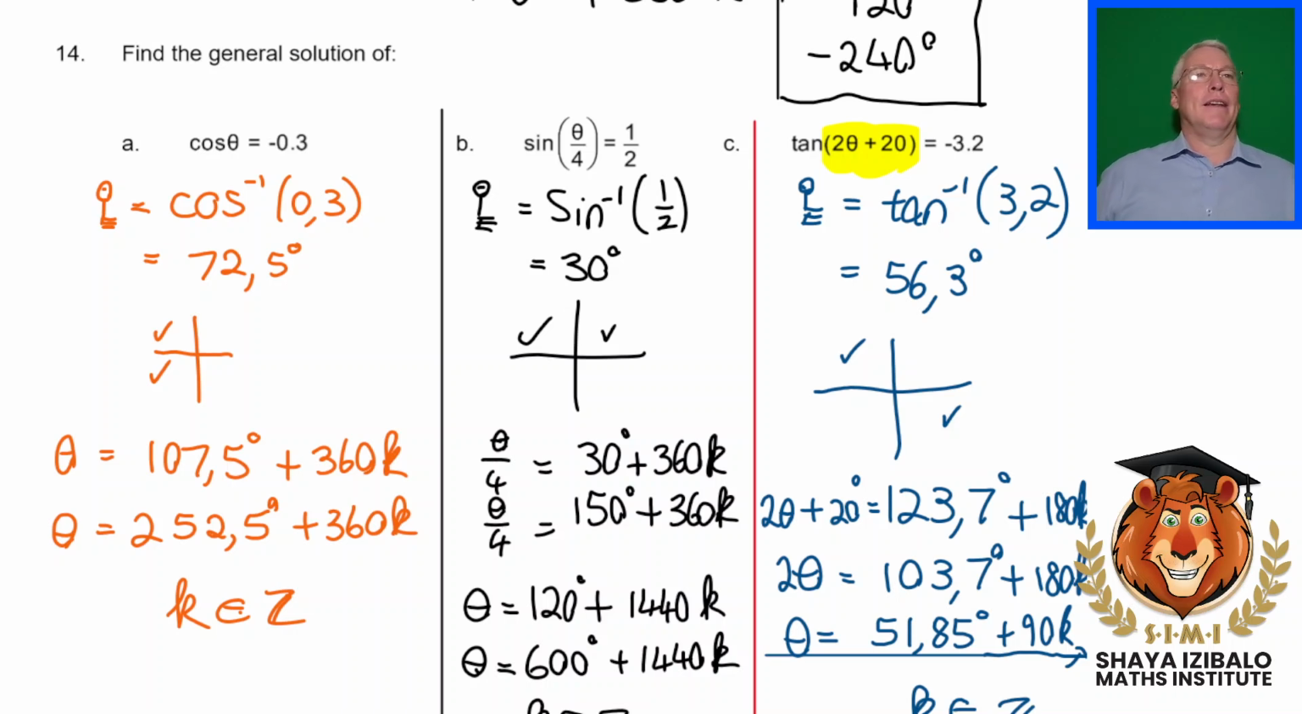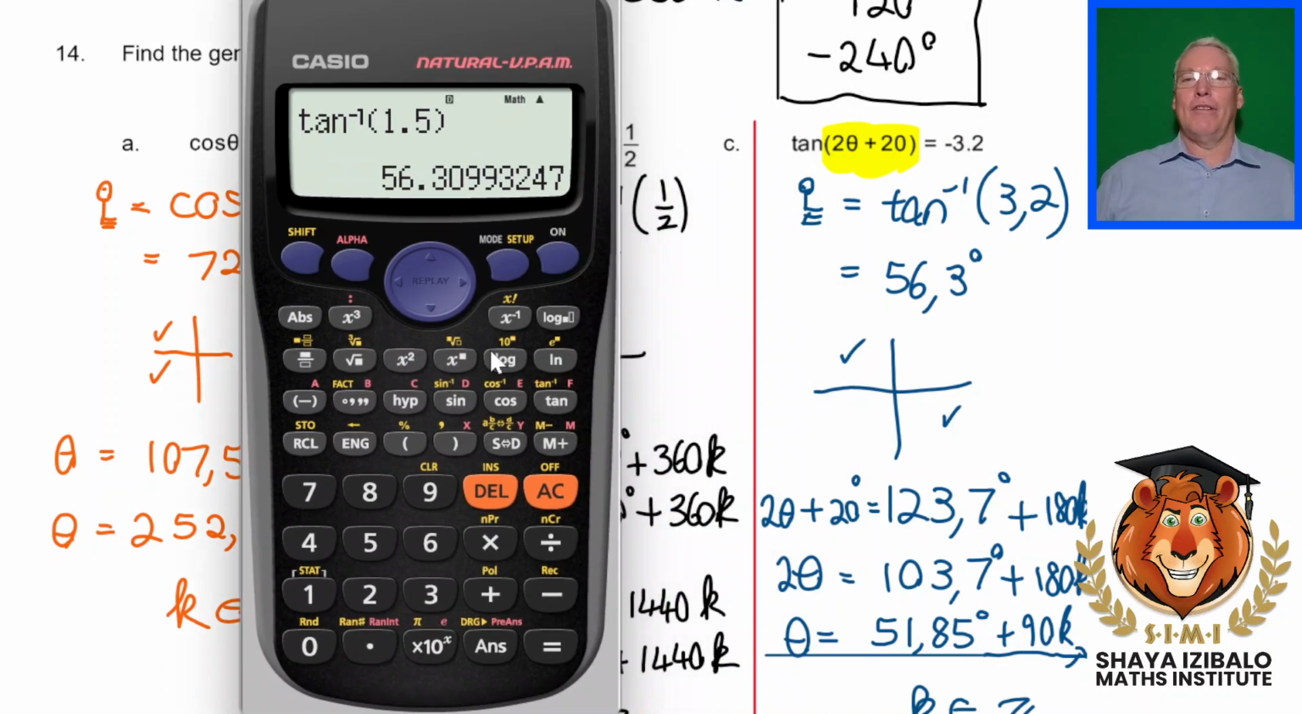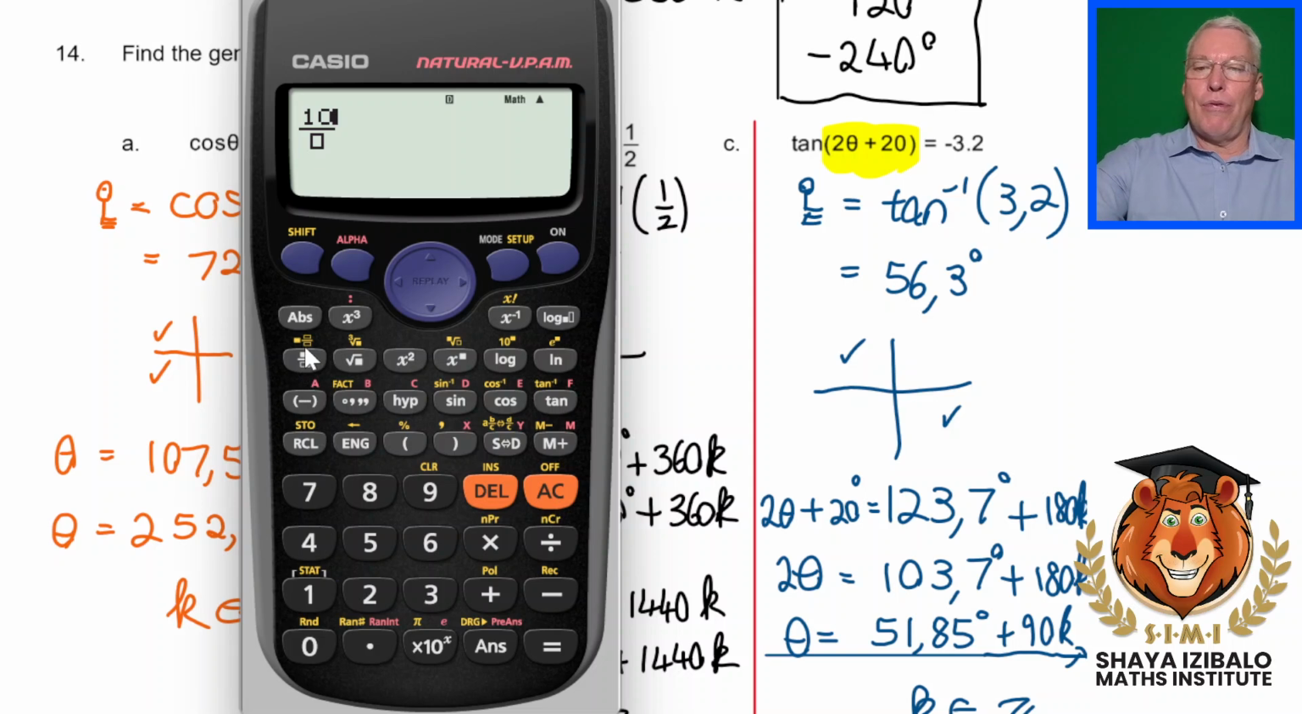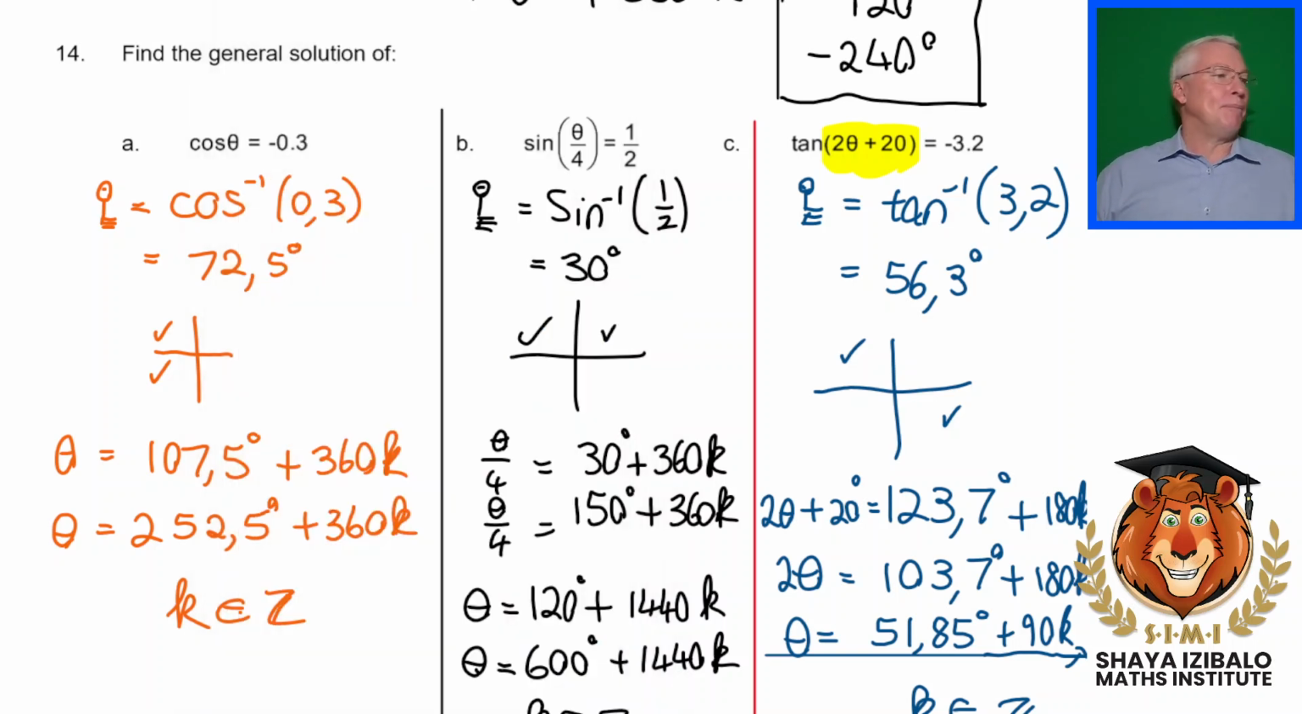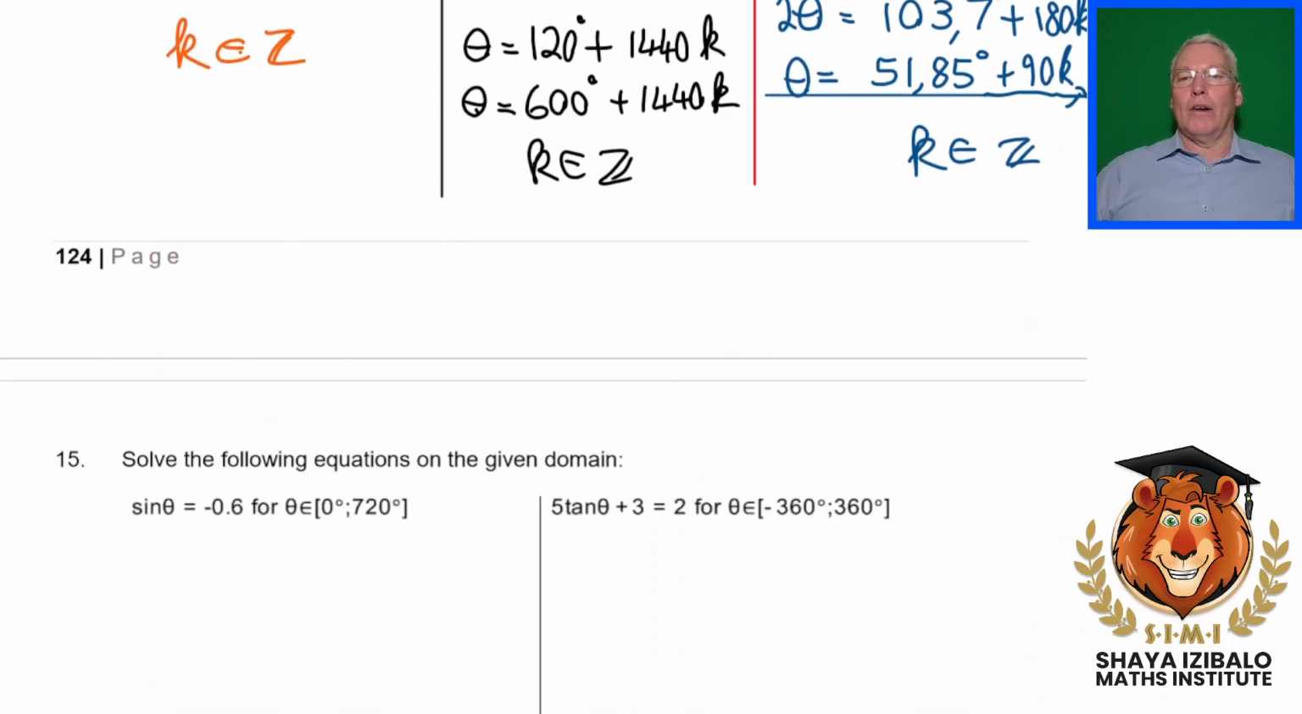I'm now second guessing myself. Let's just check. Is 103,7 divided by 2 a fraction? We didn't want a fraction. Okay, and in fact it's 51,85, so that was correct.